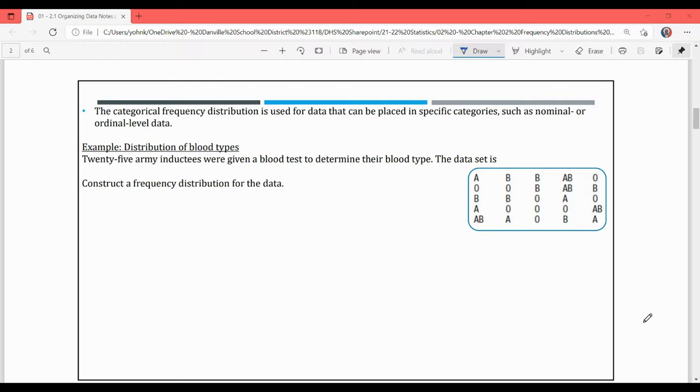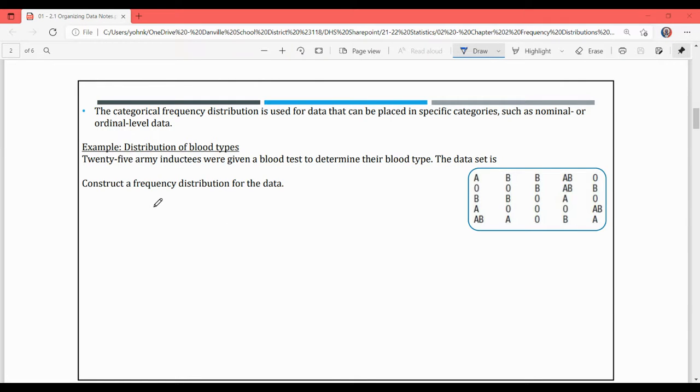Okay, so the categorical frequency distribution is used for data that can be placed in specific categories such as nominal or ordinal level data. So here's an example of us making a frequency distribution. 25 Army inductees were given a blood test to determine their blood type. The data set is listed below. Construct a frequency distribution for the data.